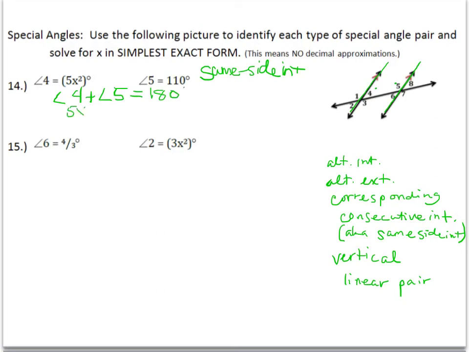Substituting for their values, we get 5x squared plus 110 equals 180. Subtracting 110 from both sides, we get 5x squared equals 70. Dividing 5 from both sides, we get x squared equals 16, and then taking the square root from both sides, x equals positive or negative 4. We haven't really been worried about that, so you can leave it as positive 4.